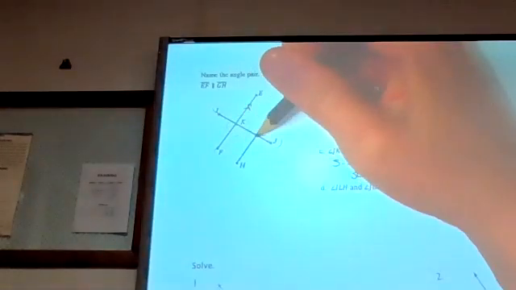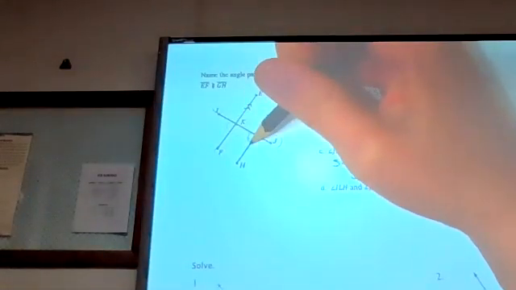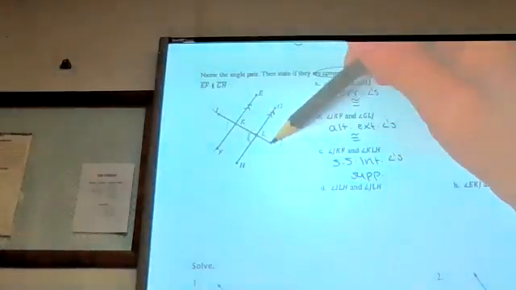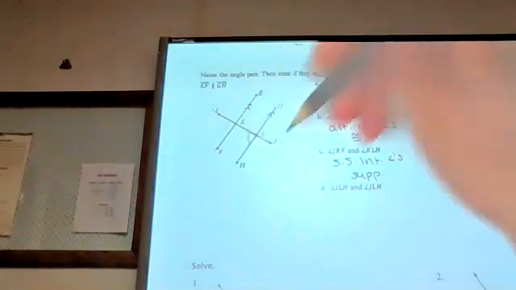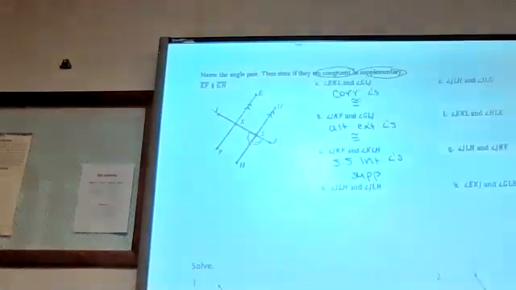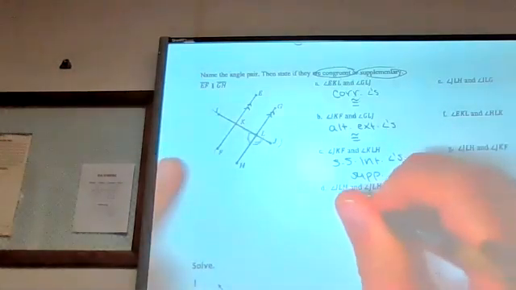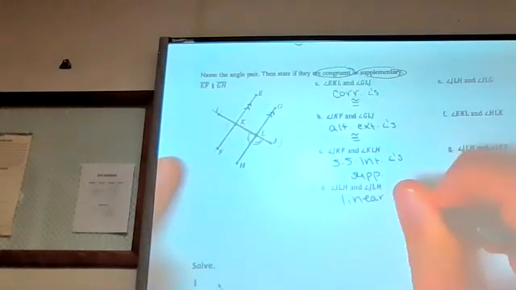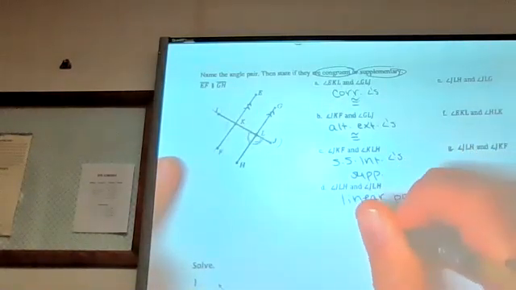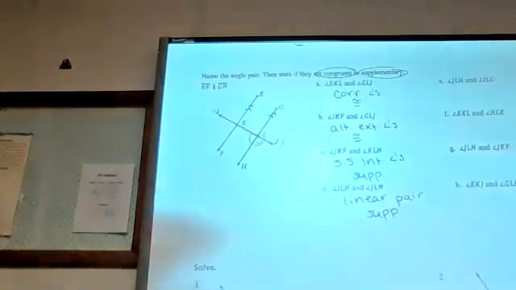ILH, so I go I to L to H would be here. And JLH would be here. Here's the tricky piece. What's the relationship? Are they congruent or supplementary? Supplementary. What do we call that angle relationship? Linear pair, and they're supplementary.